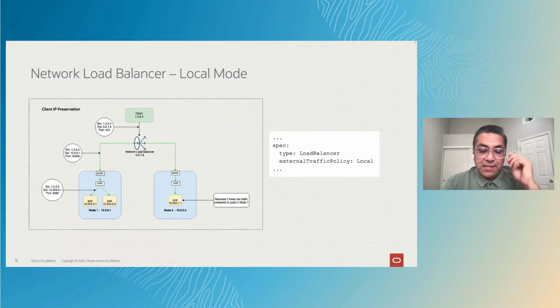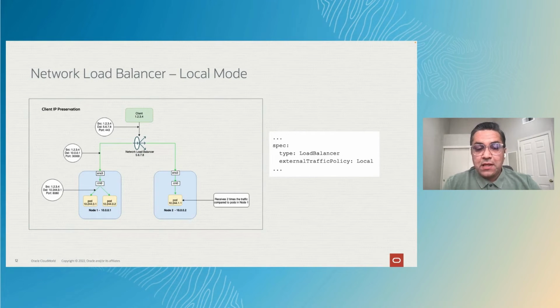Now, within the network load balancer, there are a couple of modes that we support that will define what your external traffic policy would look like. So when you expose your service, you have an option to define the Kubernetes specification called the external traffic policy that denotes whether the client IP should be preserved or not.